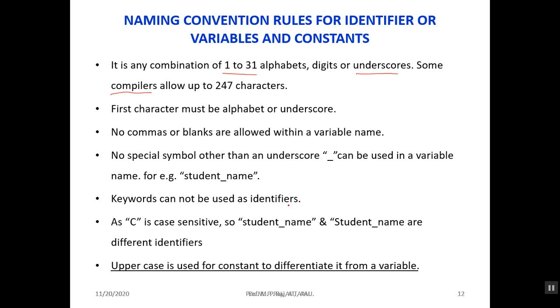Keywords cannot be used as identifiers. Those special words cannot be used directly as identifiers because they already have a meaning defined in the C compiler. If the C compiler identifies that word, it will automatically convert it into specific machine level instructions which are written in the C compiler. So we cannot use those words in our program. But you can use these keywords in your program in uppercase.